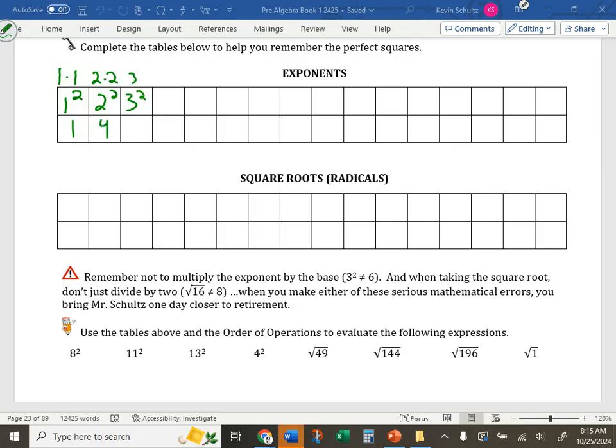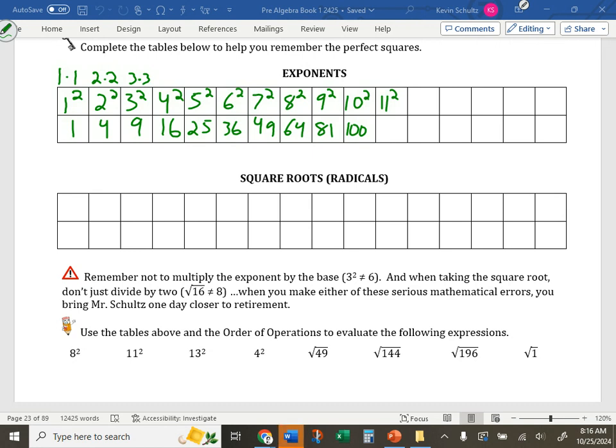3 squared would be 3 times 3, which is 9, right? 4 squared? 16. 5 squared? 25. 6 squared? 36. 7 squared? 49. 8 squared? 64. 9 squared? 81. 10 squared? 100. 11 squared?